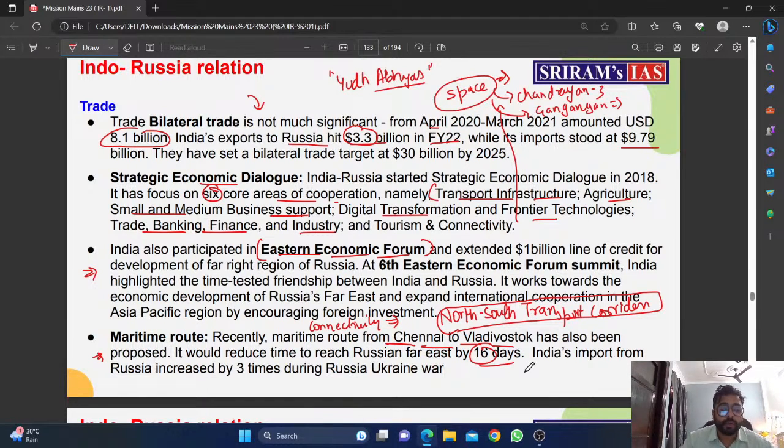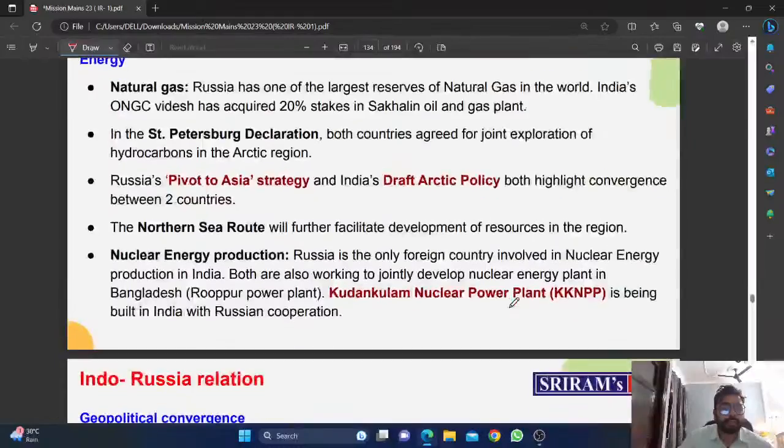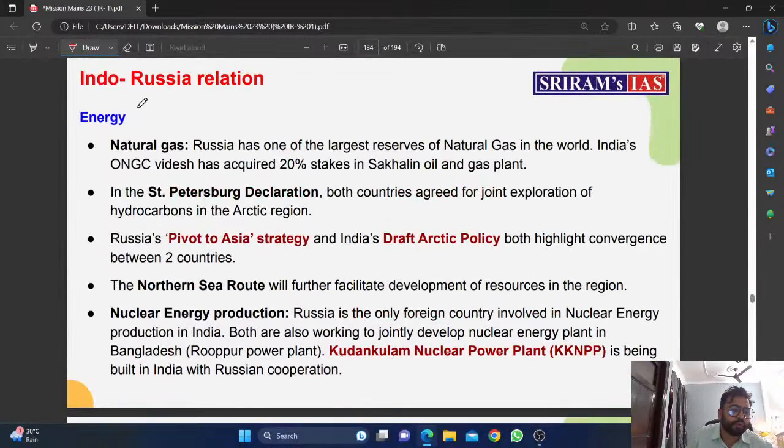Now India's imports from Russia have increased three times during the Russia-Ukraine war. We have increased our trade, increased our imports, and especially one important commodity that we are importing is Russian oil. Then, guys, in terms of energy, what are all the contributions that we have with Russia? The first is natural gas.